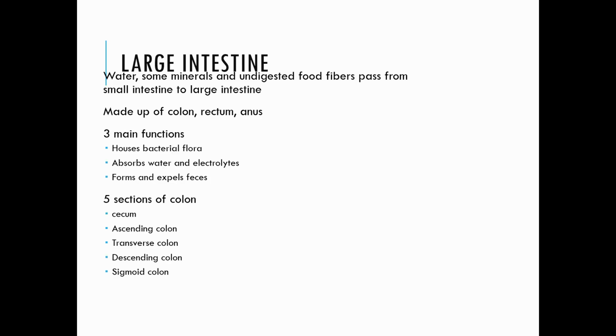Our large intestine then, most of our nutrients have been absorbed, but there's water, some minerals, and our undigested food fibers that pass from the small intestine into the large intestine. It's made up of the colon, rectum, and anus, and there are 5 different sections of the colon you can see there as well. There are 3 main functions, and that's the most important thing from this slide.